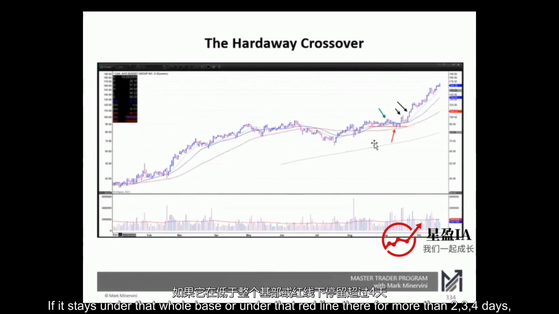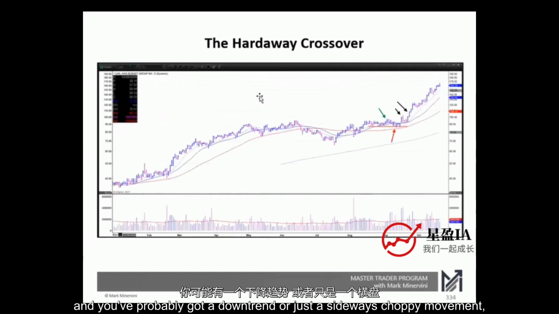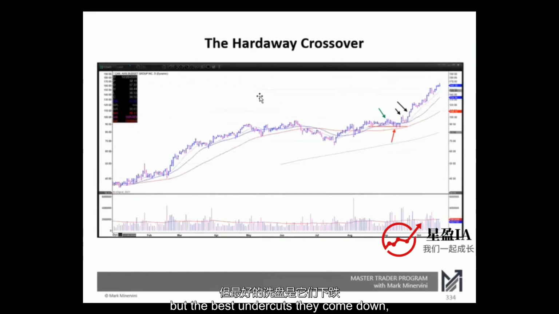If it stays under that whole base, or under that red line there, for more than 2, 3, 4 days, then it's probably not an undercut, and you've probably got a downtrend or just a sideways choppy movement. But the best undercuts, they come down, they undercut just for intraday, and then it turns and it gets back up into that base, and then the next day it moves higher.